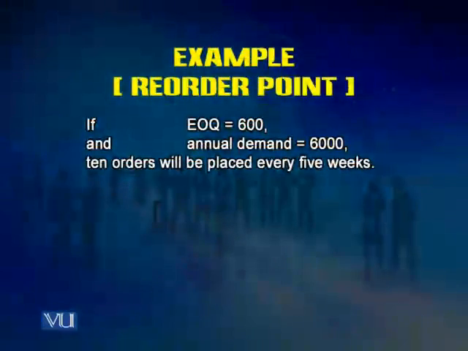If EOQ equals 600 and annual demand is 6,000, 10 orders will be placed every 5 weeks. Taking our total of 50 weeks, where you have annual demand of 6,000 and EOQ shows 600, that means 10 orders are going to be placed. If 10 orders are placed, that means that over 50 weeks, every 5 weeks, you place an order.